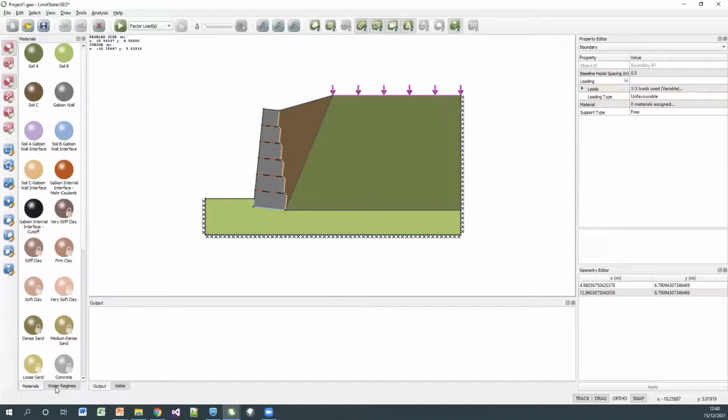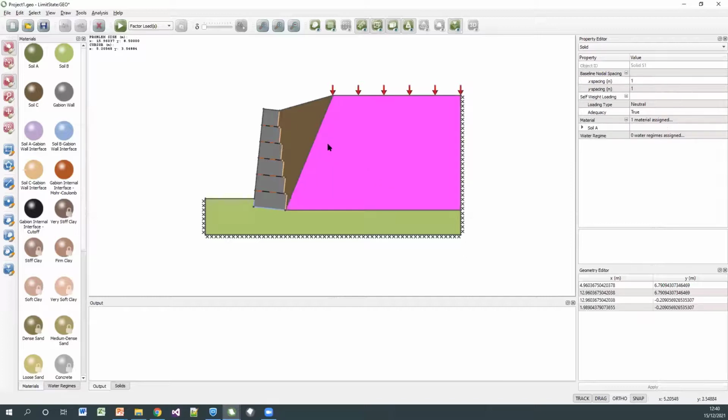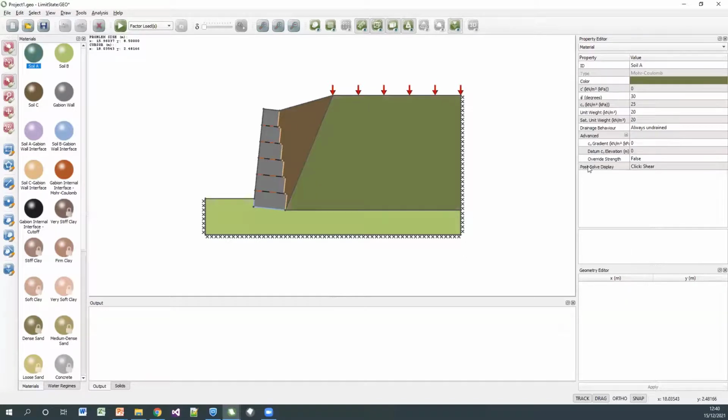Here, we have what's called a Materials Explorer, and these are the materials that are used in the problem. So, for example, this soil A, which is also this material here, if I click on that, on the right, we have a thing called a property editor. So anything I click on, its properties appear on the right. And this soil, we can see has a unit weight of 20. It always behaves in an undrained manner, so it's always going to use its undrained shear strength CU of 25 kilonewtons per meter squared.